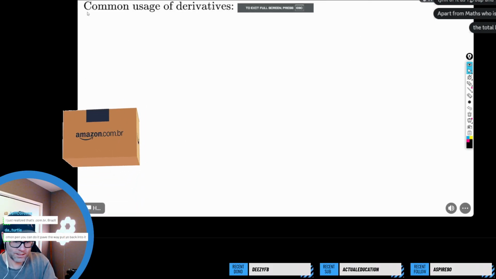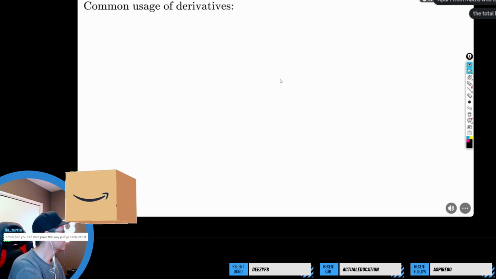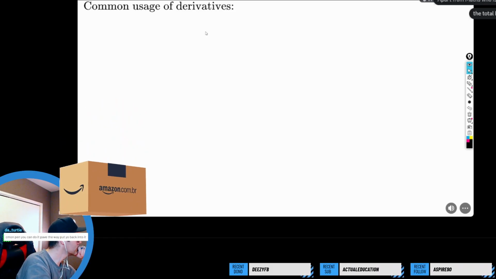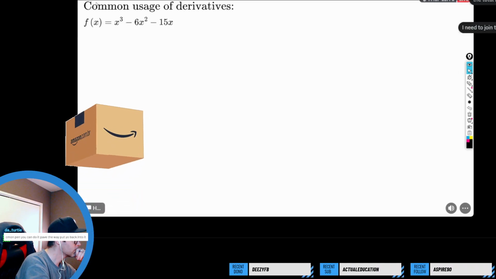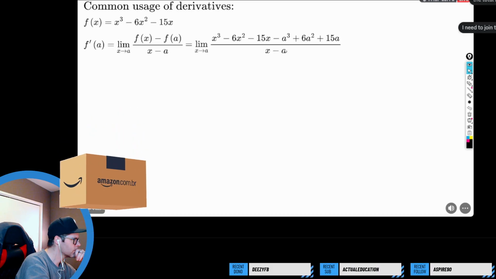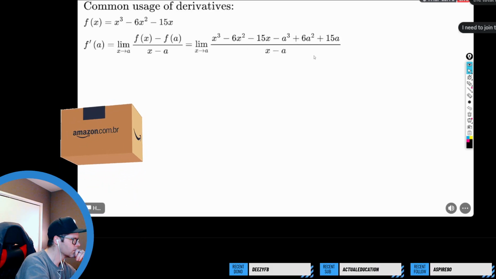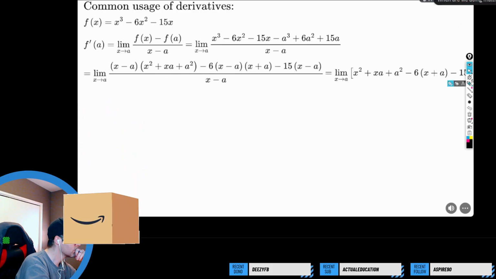Now, a common usage of derivatives is to find relative minimum and maximum points. Usually, for example, if we have a function like this and we take its derivative, it is quite big, but we can work a little bit around it and make it smaller.